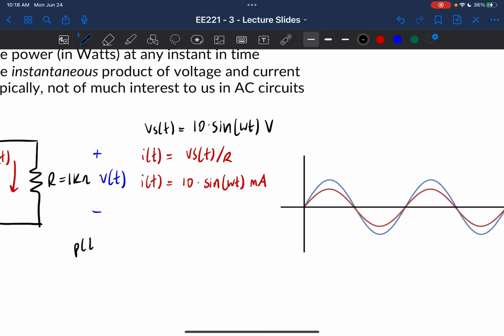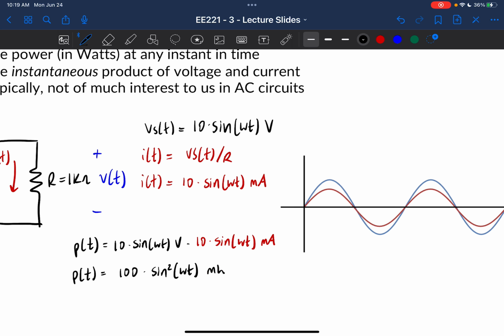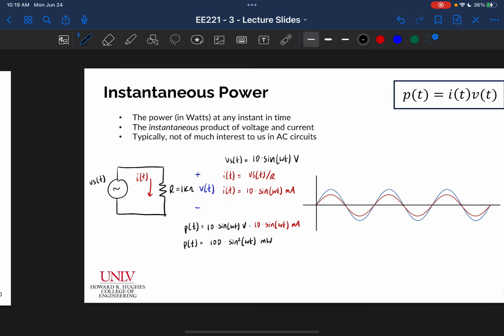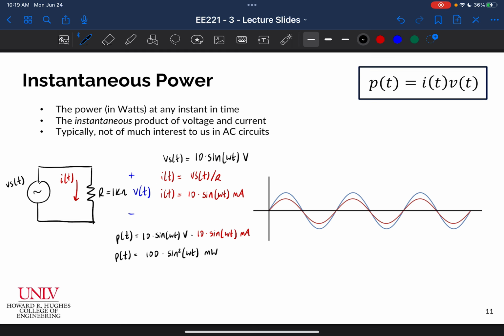My power as a function of time would be V of t, which is going to be 10 sine of omega t volts, multiplied by my current, which is going to be 10 sine of omega t milliamps. And so pretty quickly, you should be able to see that this is going to be equal to 100 times the sine squared of omega t milliwatts, right? Well, this is not a very satisfying place to be in, because if we wanted to do any math with this, this is fine. There's nothing wrong with this.